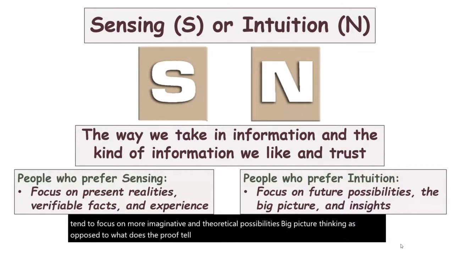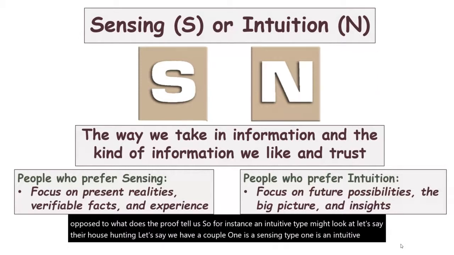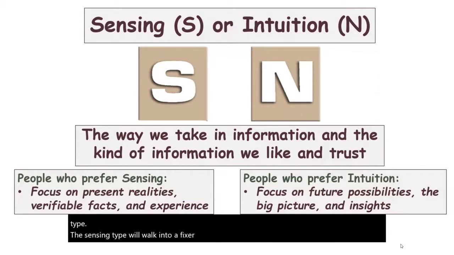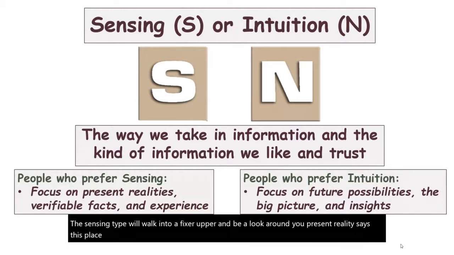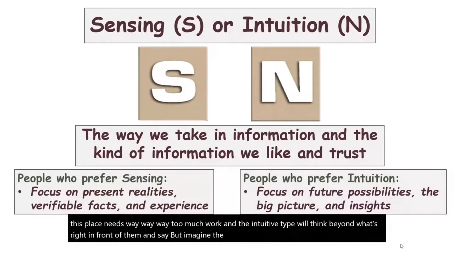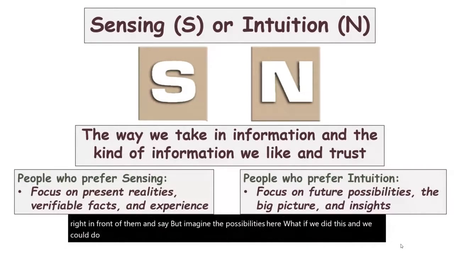So, for instance, let's say they're house hunting. Let's say we have a couple, one is a sensing type, one is an intuitive type. The sensing type will walk into a fixer-upper and be like, look around you. Present reality says this place needs way, way, way too much work. And the intuitive type will think beyond what's right in front of them and say, yeah, but imagine the possibilities here. What if we did this and we could do this? And they're already decorating that house, whereas the sensing type can't even think past what's right in front of them.